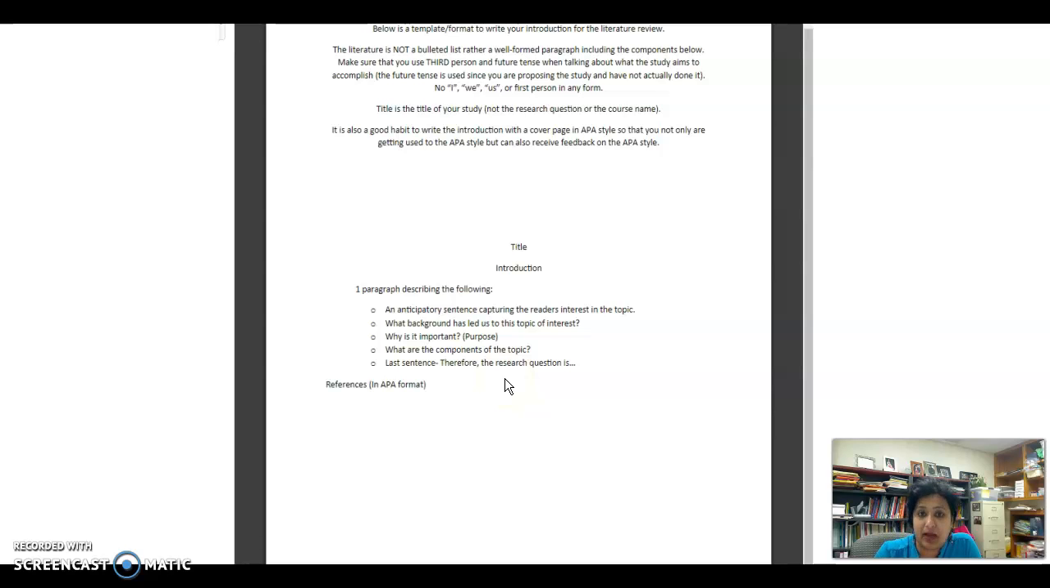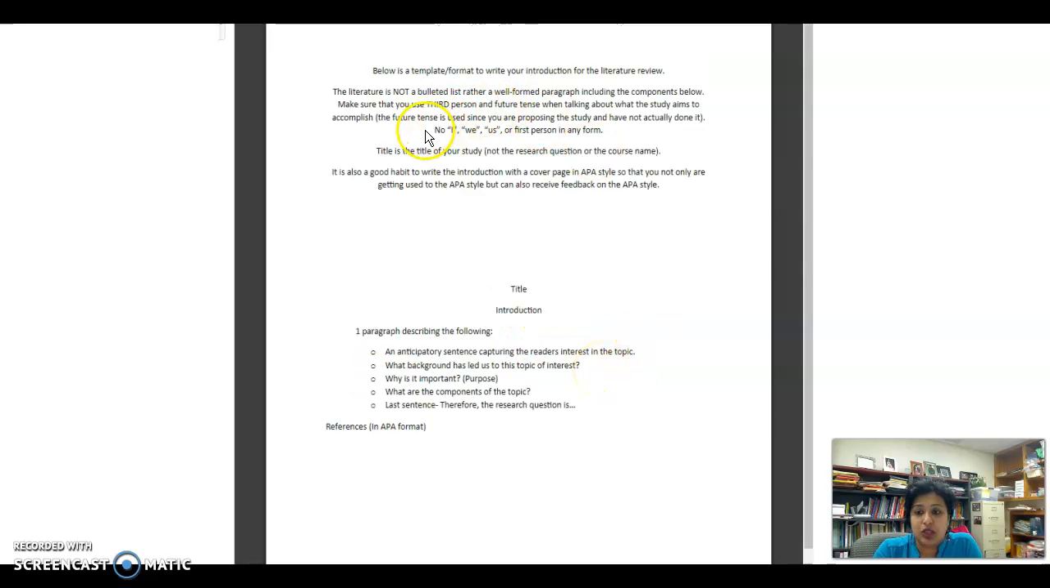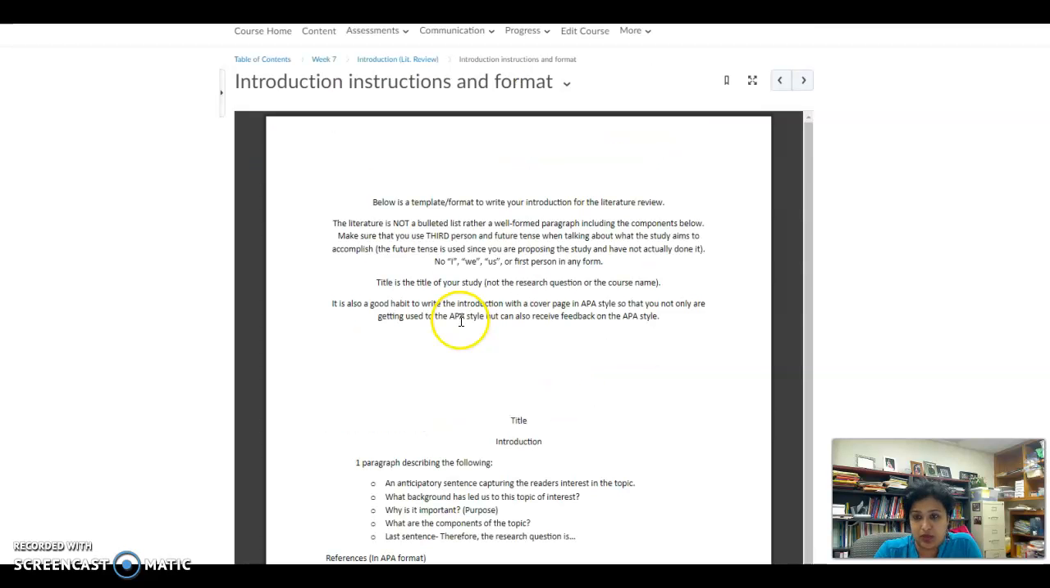It is a paragraph that includes the background literature. It includes why you're doing it, the purpose, components of the study, and then the last sentence is the research question. Your introduction has to be written completely in third person and future tense because this is a study that you are proposing to do. So that is what the introduction is about.